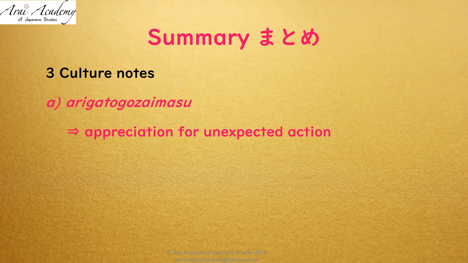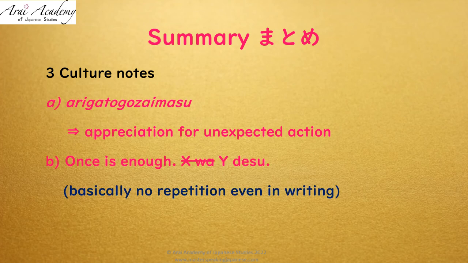The second point is, once is enough. So, X は is omitted from the second sentence. This should come from the mentality of minimalism.